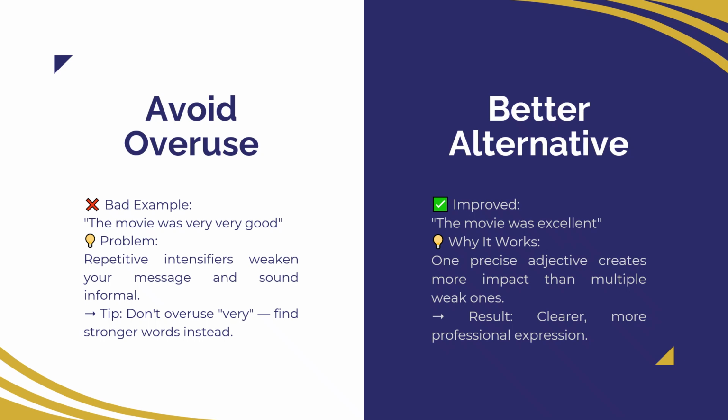Avoid overuse. Now this is important. Many learners overuse very. This weakens your sentence. Example, very big, huge; very small, tiny. So don't just add more words, choose better words.